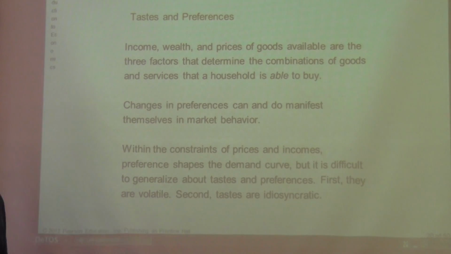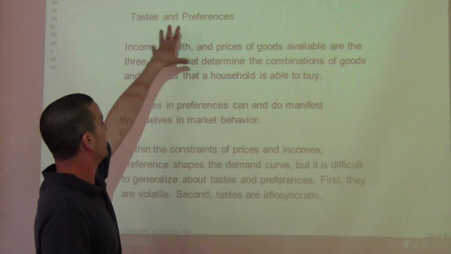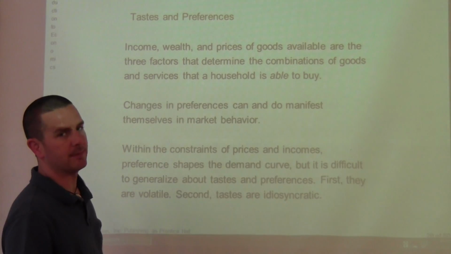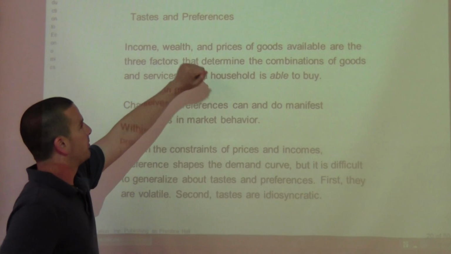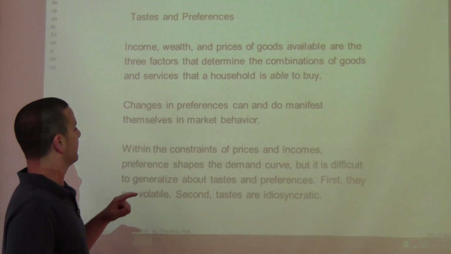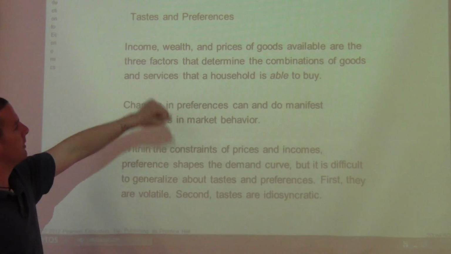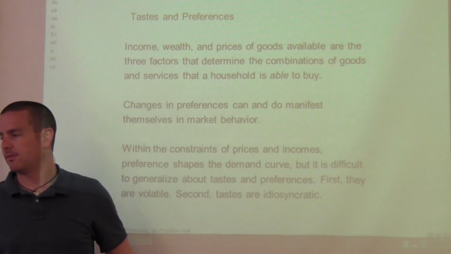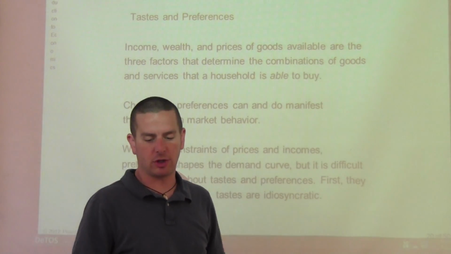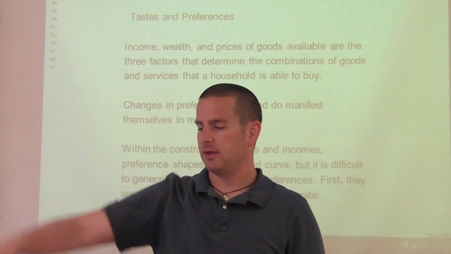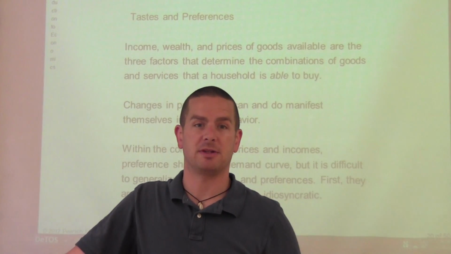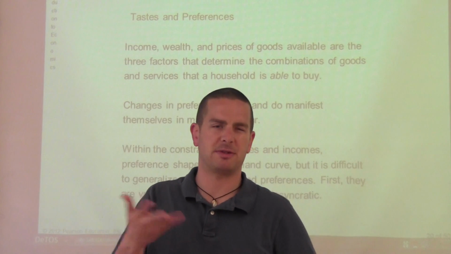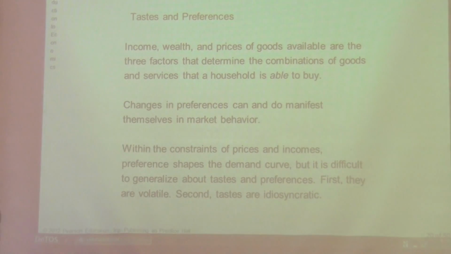Okay? These are some other things that determine demand. Okay, slide 20. Tastes and preferences, income and wealth, and the prices of other goods. If the price of Coca-Cola goes through the roof, then more people will start drinking Pepsi. They're substitutes, Coke and Pepsi. So tastes, preferences, the prices of other goods.